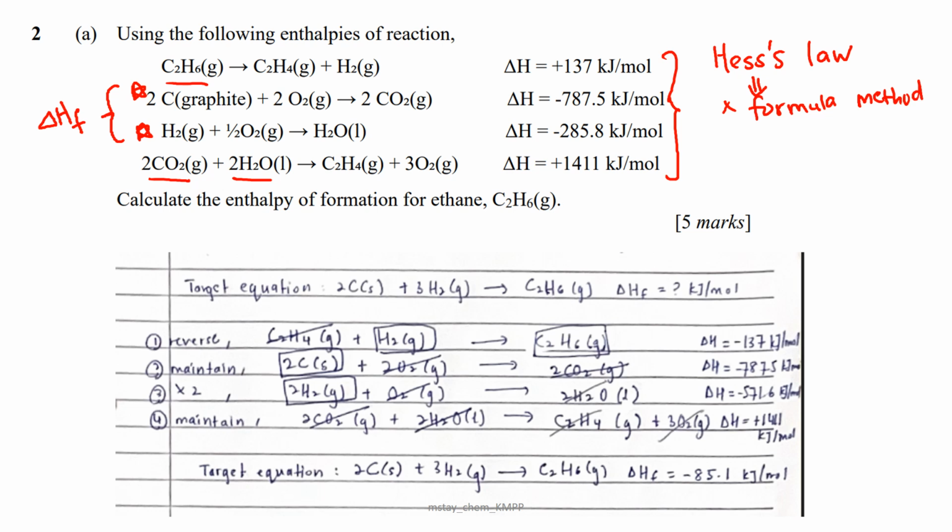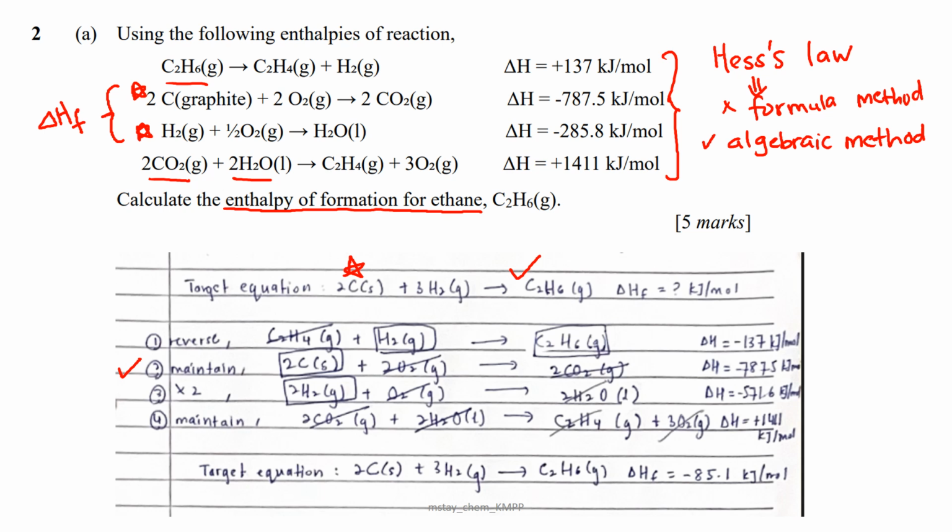So if like that, then we are going to use the algebraic method. If we want to use the algebraic method, we need to know the target equation. For this question, they didn't let us know the target equation, but they asked us to calculate the enthalpy of formation of ethane. So if you're able to write the target equation correctly, basically you will get 1 mark here. Then we always start with the target equation, which is 2 mole of carbon. So 2 mole of carbon is in equation 2, so you can maintain equation 2, you will get another 1 mark.